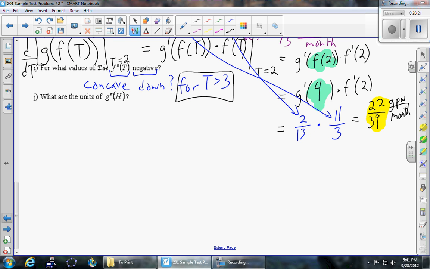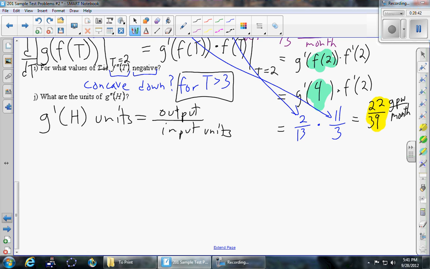Okay, so let's start playing the units game here. I don't know what's going on with g double prime, but I feel pretty good about g prime units. I know that the units of g prime are the output units over the input units. Sometimes we write it as a change in y over change in x. I'll put output over input. And the output for the g function was gallons per week. And the input for the g function, that was the h variable, that was the height, that's inches. So the units for g prime are gallons per week per inch.